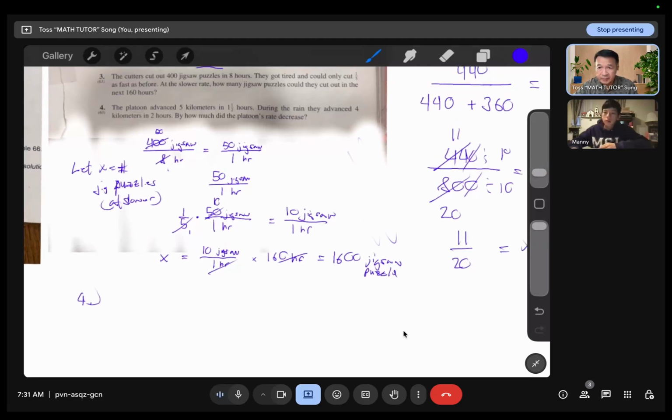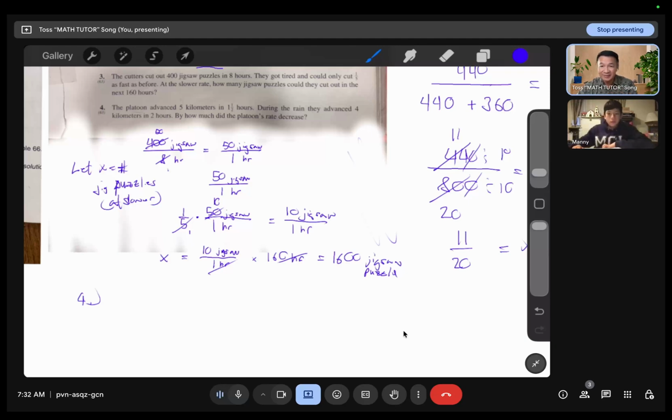All right, the platoon advanced 5 kilometers in 1.5 hours. During the rain, they advanced 4 kilometers in 2 hours. Okay. How much did the platoon rate decrease? Okay. Now it's something else.